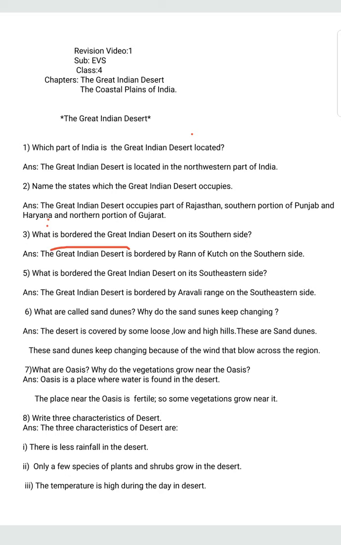Next, what is bordered the Great Indian Desert on its southern side?